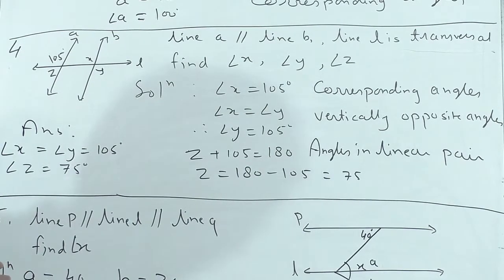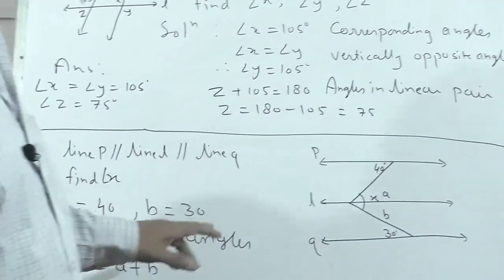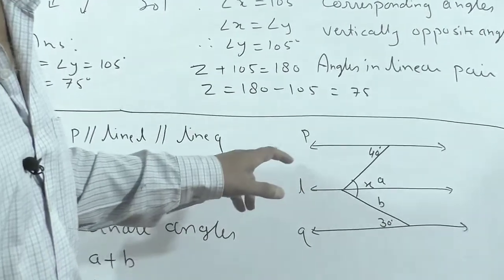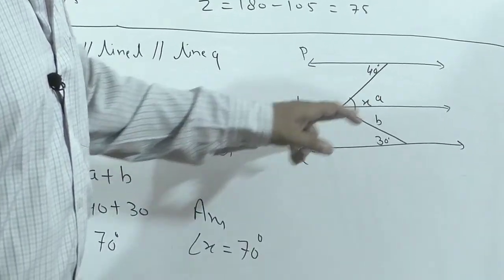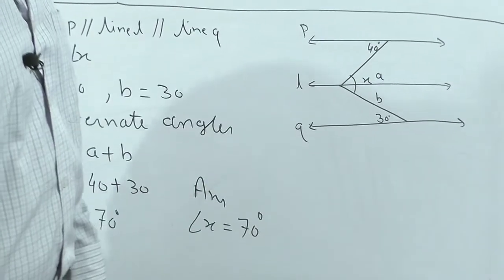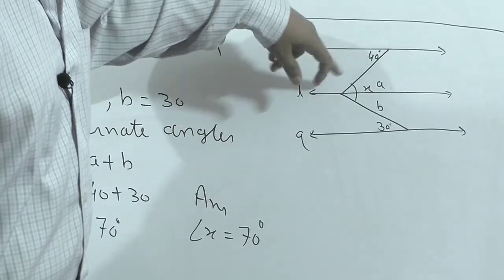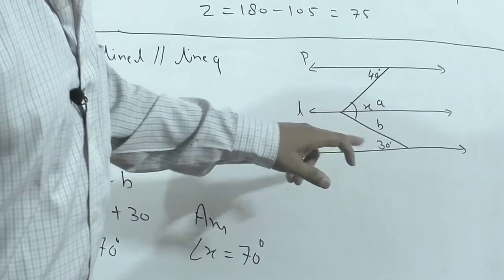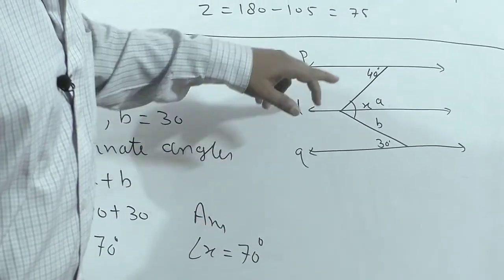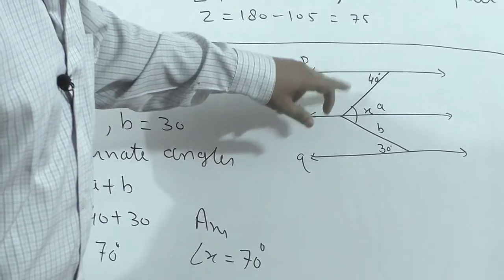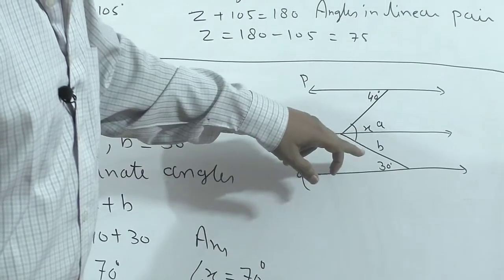Sum number 5. See, 3 lines are parallel to each other. Line P parallel to line L, parallel to line Q. Two transversals you see. This is for line P and line L. This is for line L and line Q. Just for convenience, you have to find the whole angle X. This is 40 and this is 30.